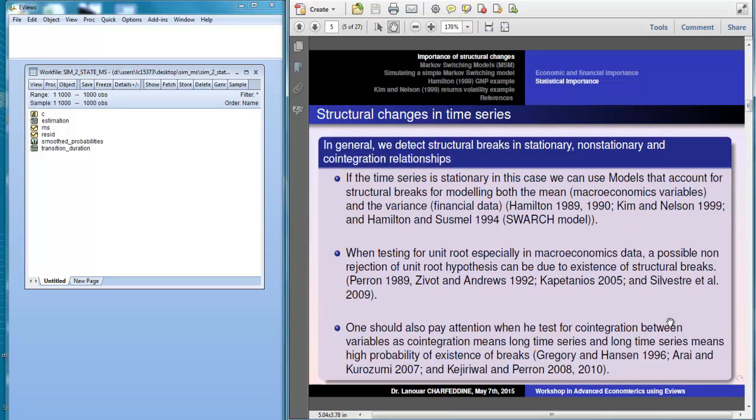And the third category is when we are interested in testing for breaks in co-integration, and in this case we can see the paper of Gregory and Hansen, Arai and Kurozumi 2007, the paper of Hatemi-J 2009, and Perron 2008-2010.